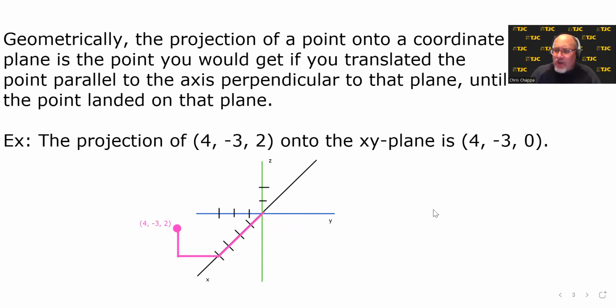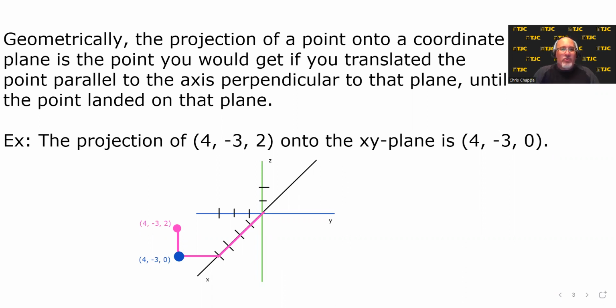Now, where's the projection? Well, the projection is (4, -3, 0). So it would have the same x trace and the y trace, but it wouldn't move up any. So that means that the projection is right here, because the coordinates of that point would be (4, -3, 0). Same x, same y, but I zeroed out the z coordinate.